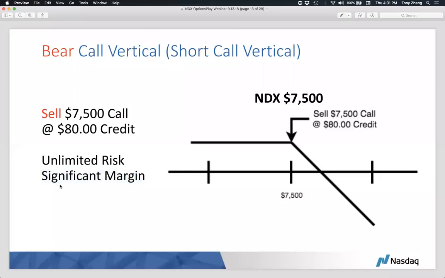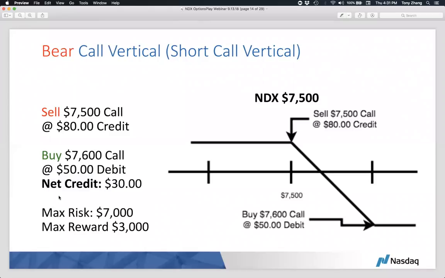So in order to help reduce that risk and reduce the margin requirements, we're going to buy a higher call against that. We're going to buy a $7,600 call. Same thing, we're going to pay a $50 debit, which brings our net credit down to $30. So we're collecting, again, a $3,000 premium, which is our max reward on this trade.